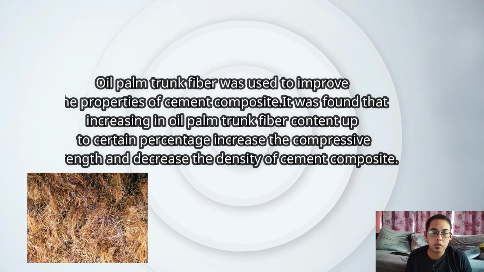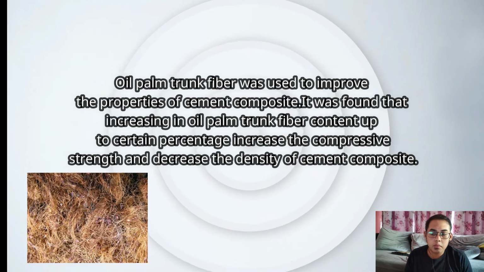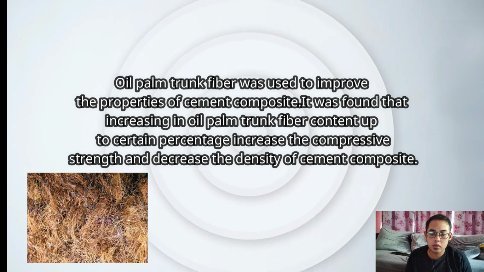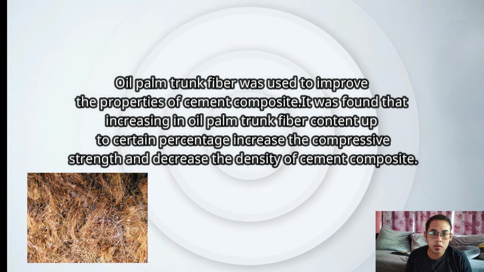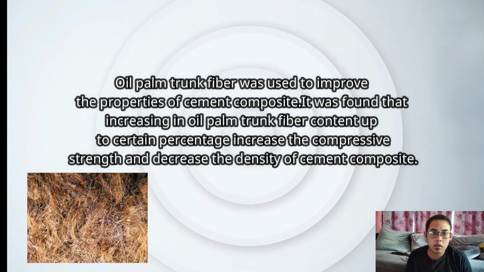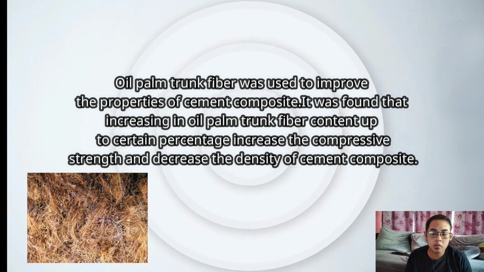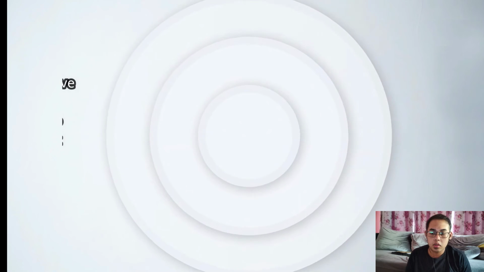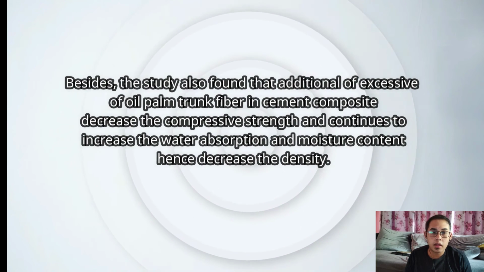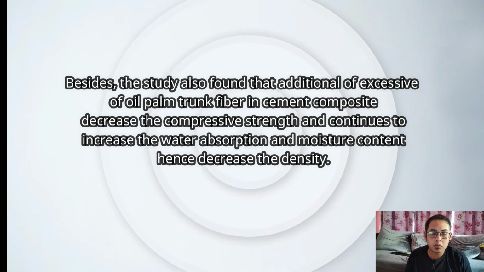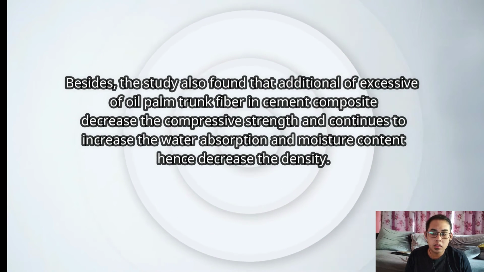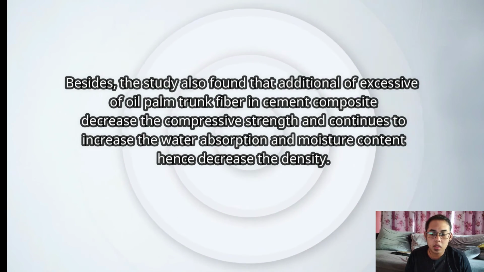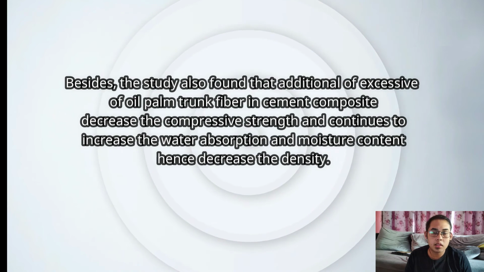Lastly, the innovation of soil mixing. Oil palm fiber was used to improve the properties of cement composite. It was found that increasing the oil palm fiber content up to 13% increases the compressive strength and decreases the density of the cement composite. The study also found that the addition of excessive oil palm fiber content in the composite decreases the compressive strength and continues to increase the water absorption and moisture content, while the density has decreased.